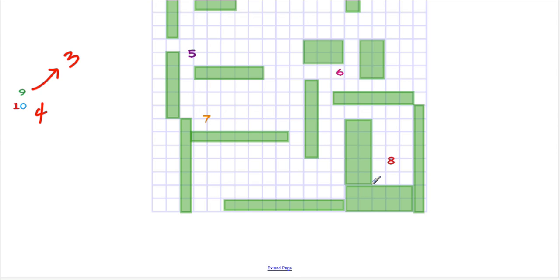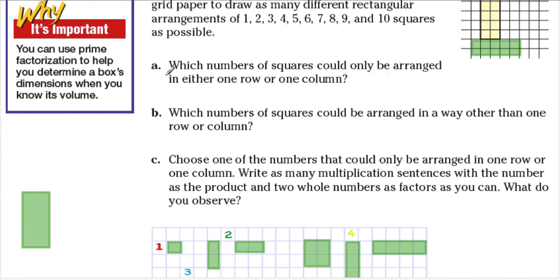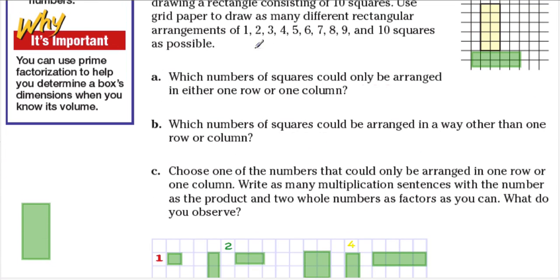Okay, what does this tell us? Okay, let's answer the questions first. Which numbers of squares could only be arranged in either one row or one column? We can answer that right now. It's going to be 1, 2, 3, 5, and 7. Okay, they can only be arranged by either one row or one column.